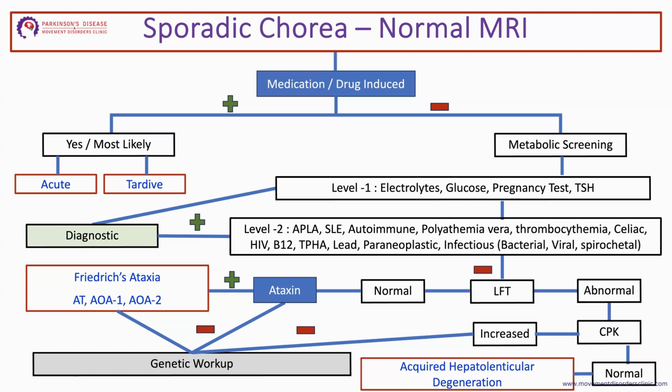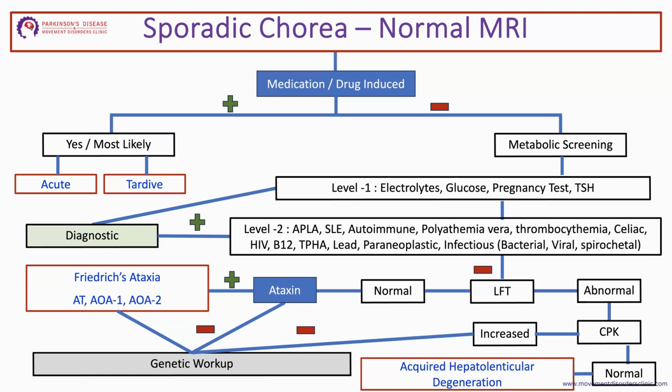If liver function tests are normal, then consider working up for genetic causes, especially ataxin, and you look for Friedreich's ataxia, ataxia with telangiectasias, or ataxia with oculomotor apraxias. Or if LFT is abnormal, look for CPK, and if CPK is normal, consider acquired hepatolenticular degenerations such as Wilson disease. If the LFT is abnormal and CPK is increased, then you need a genetic workup to consider for that.